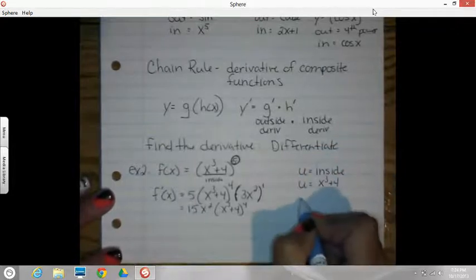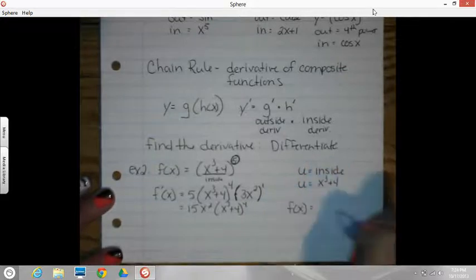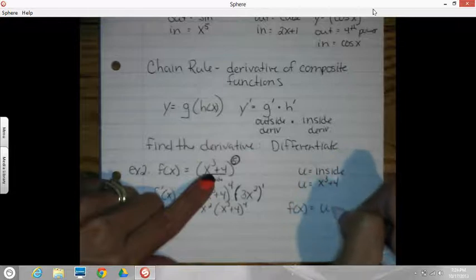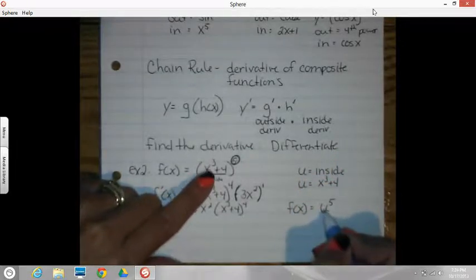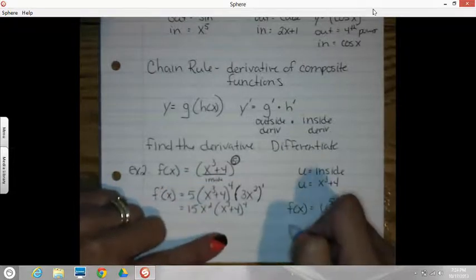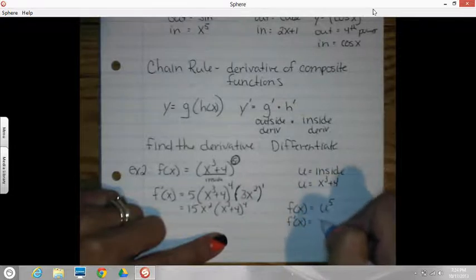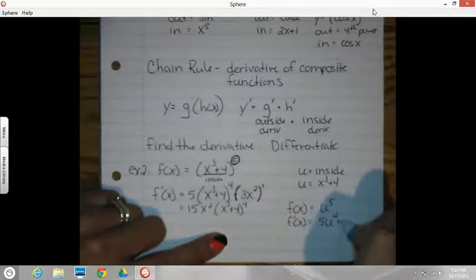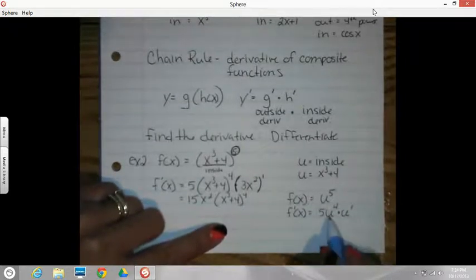Now, leave a little space here. Now you're going to rewrite f of x in terms of U. So what this is going to be is U to the 5th power. Okay, that looks easy, a lot simpler than this. I can do a derivative now. So the 5 comes down, times U to the 1 less power, but then I always have to remember to multiply by the derivative of the U prime.